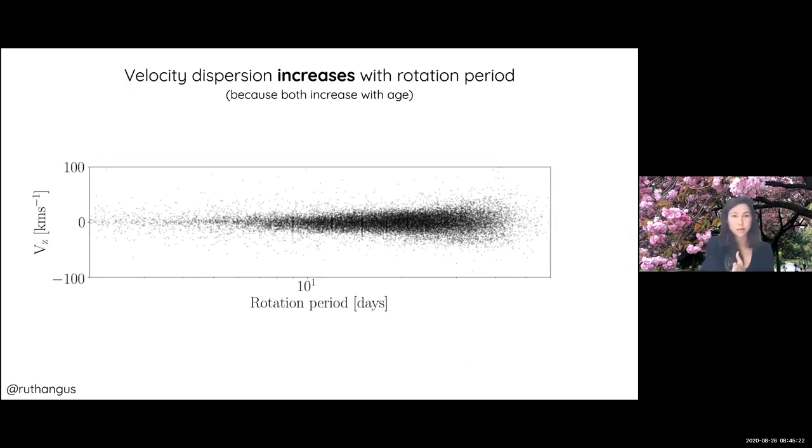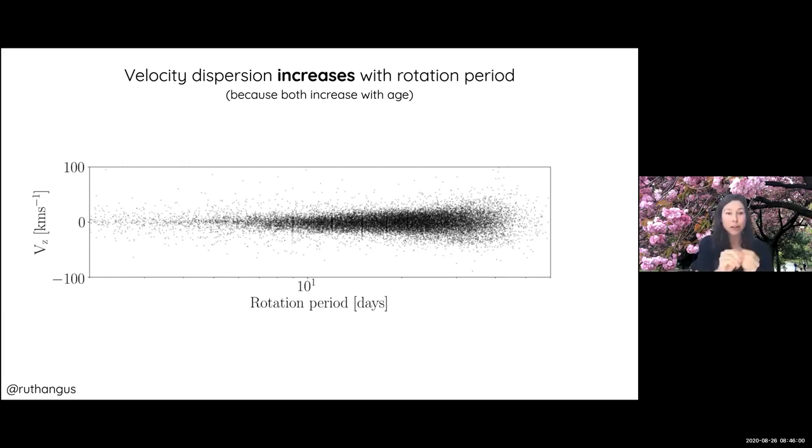So the basic idea here is that velocity dispersion increases with age, and rotation period increases with age. This figure shows vertical velocity, VZ, which you can calculate if you have Gaia parameters for a star. It also helps if you have a radial velocity, although it's not essential. I can talk about that in more detail if you're interested at the end. And so here's vertical velocity versus rotation period for stars with periods measured from the Kepler spacecraft. These are data from McQuillan in 2014.